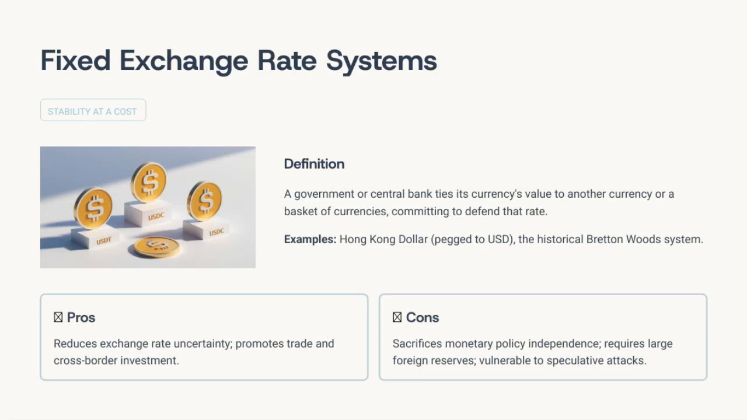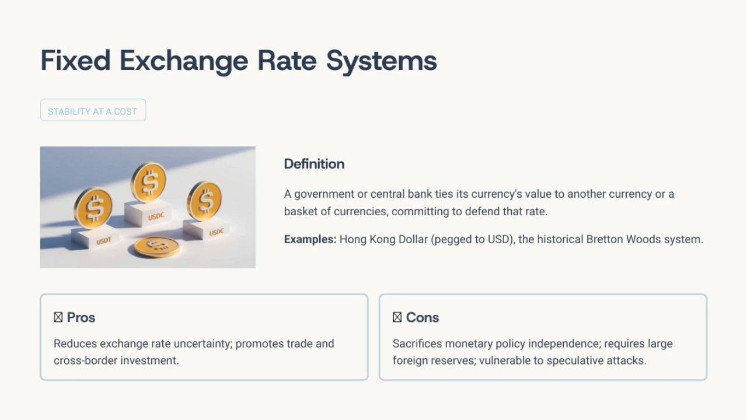On the downside, they sacrifice some of a country's monetary policy independence, meaning the central bank can't freely adjust interest rates to respond to domestic economic conditions. They also require substantial foreign reserves to defend the pegged rate, which can be a significant burden. Additionally, these systems can make a country vulnerable to speculative attacks, where investors might bet against the peg, forcing costly interventions. However, there are notable advantages.